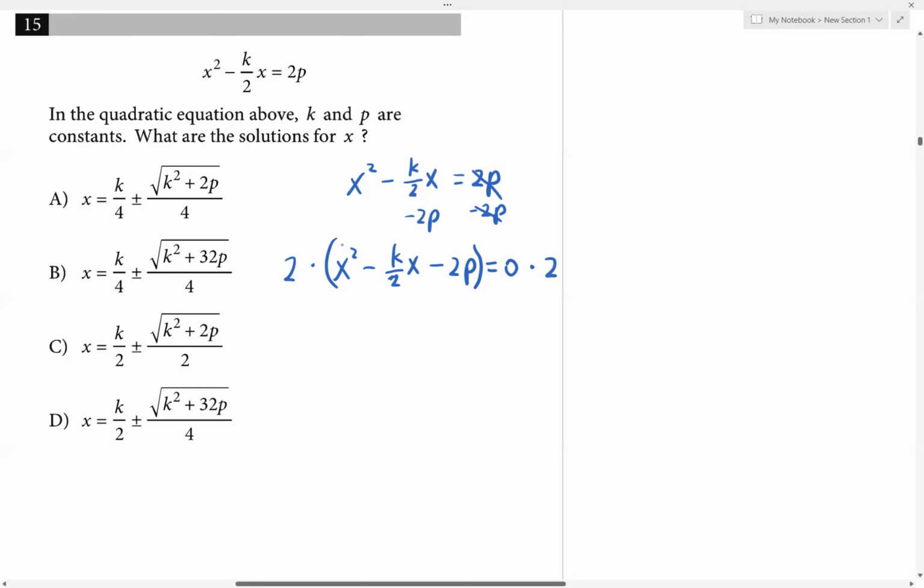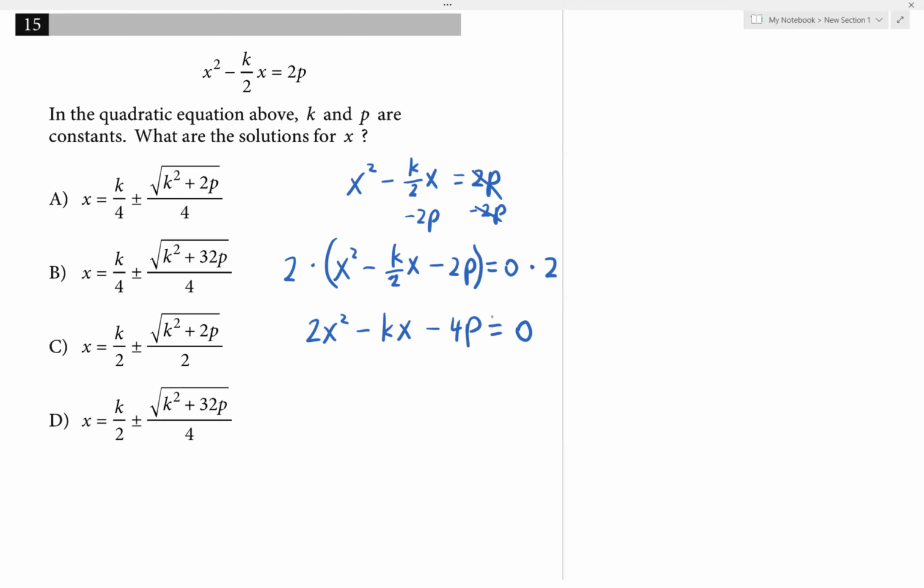On the left side, we also have to do it on the right. So let's distribute and multiply the 2 out. We get 2x squared minus 2 times k over 2. The 2 will cancel, we get minus kx, minus 2p times 2 will be 4p, equal to 0 times 2, which is 0. And to solve from here, now we can plug into the quadratic formula.